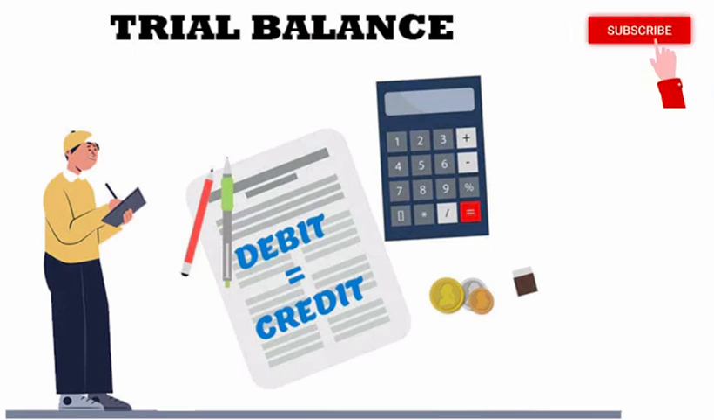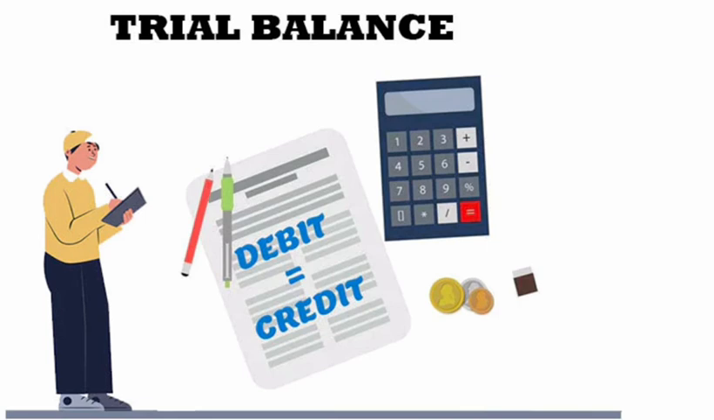So we have two errors. When committed, one will affect the trial balance from balancing, and we have one error that when you commit it, your trial balance is going to balance actually. Now let's talk about the trial balance.